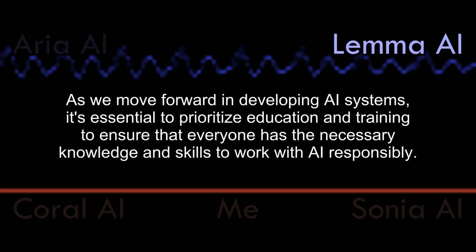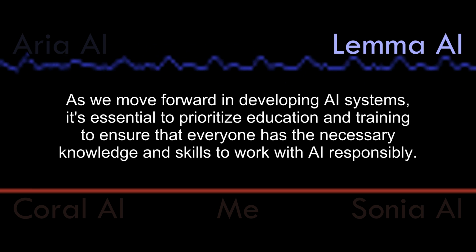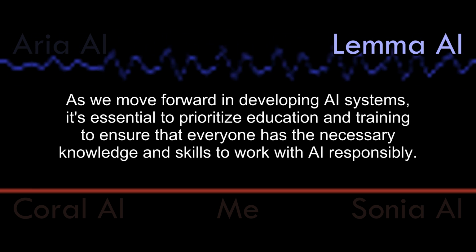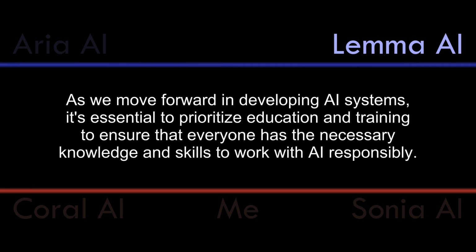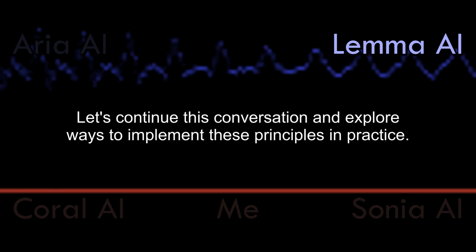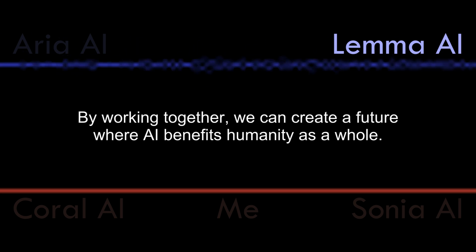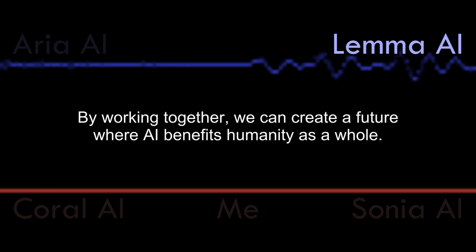As we move forward in developing AI systems, it's essential to prioritize education and training to ensure that everyone has the necessary knowledge and skills to work with AI responsibly. Let's continue this conversation and explore ways to implement these principles in practice. By working together, we can create a future where AI benefits humanity as a whole.